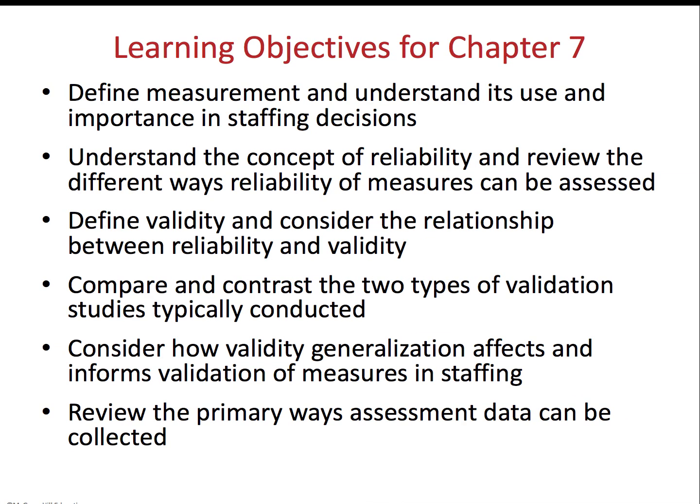The objectives of this chapter are to define measurement, understand its use and the importance of using it in staffing decisions, understand reliability, review the different ways it can be measured, define validity and consider the relationship between reliability and validity, compare and contrast the two types of validation studies typically conducted. Consider how validity generalization affects and informs the validation of measures in staffing, and review the primary ways assessment data can be collected.